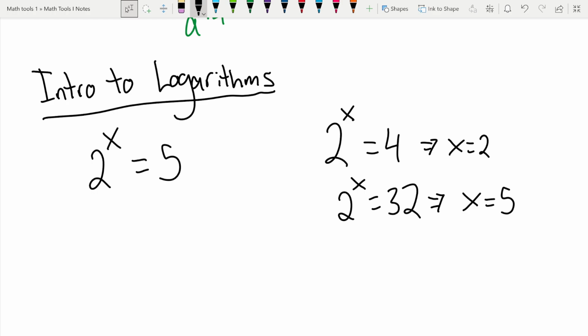Okay, we can do a little bit of guesswork, right? We already saw 2 to the x equals 4 means x equals 2. If we have 2 to the x equals 8, we know x equals 3. So we know it's somewhere between 2 and 3, and probably closer to 2, but that's about as far as we can get. So we need another operation, another function to define in order to solve problems like this, something that'll solve for the exponent in these problems. This is where logarithms come into play.